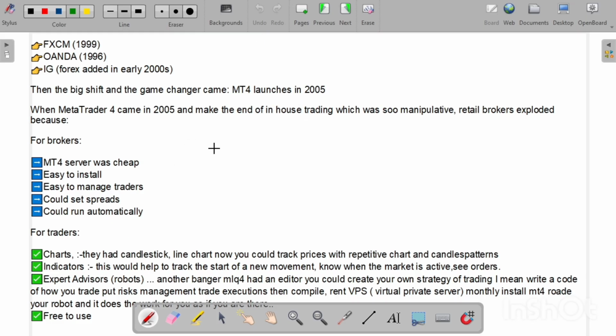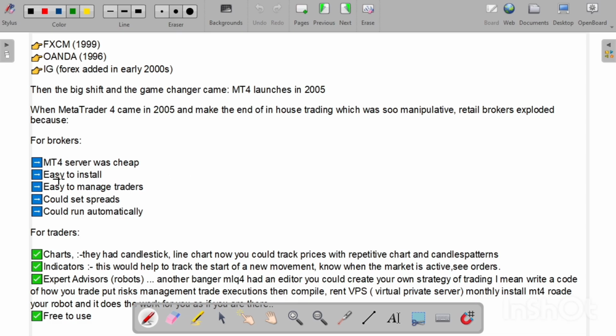Now MetaTrader came to solve all that. They were so fast, they were cheap, even when it comes to opening a position. Now you can open a position of about 100, a whole standard unit, for $3. Imagine.